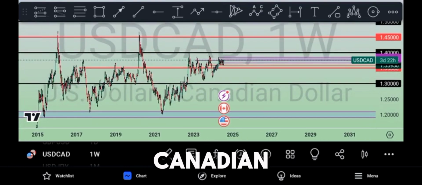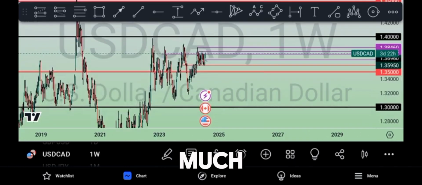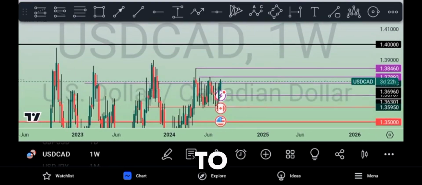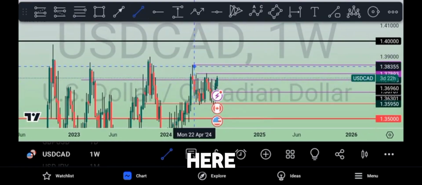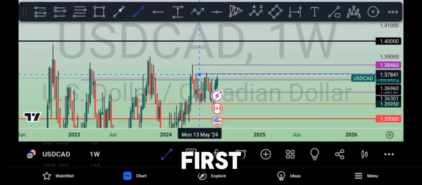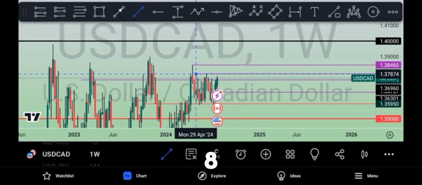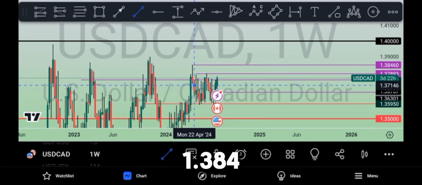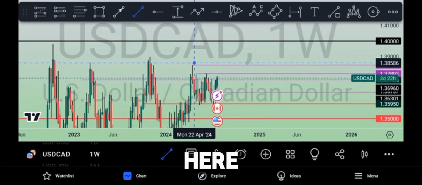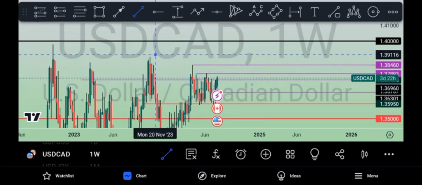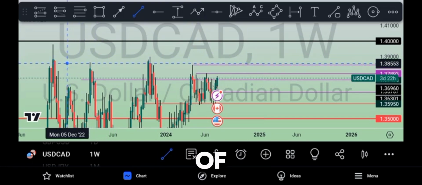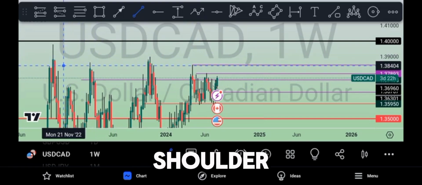This is the kind of move I'm expecting to see after a breakout of USD Canadian dollar. So we are pretty much bullish on USD CAD. I see no reason why USD CAD should not buy to 1.38, which is here. First 1.37874, which is here, and then 1.38460, which is around here, and that should be the overall neckline. Yes, this is the overall neckline of the inverse head and shoulder pattern.